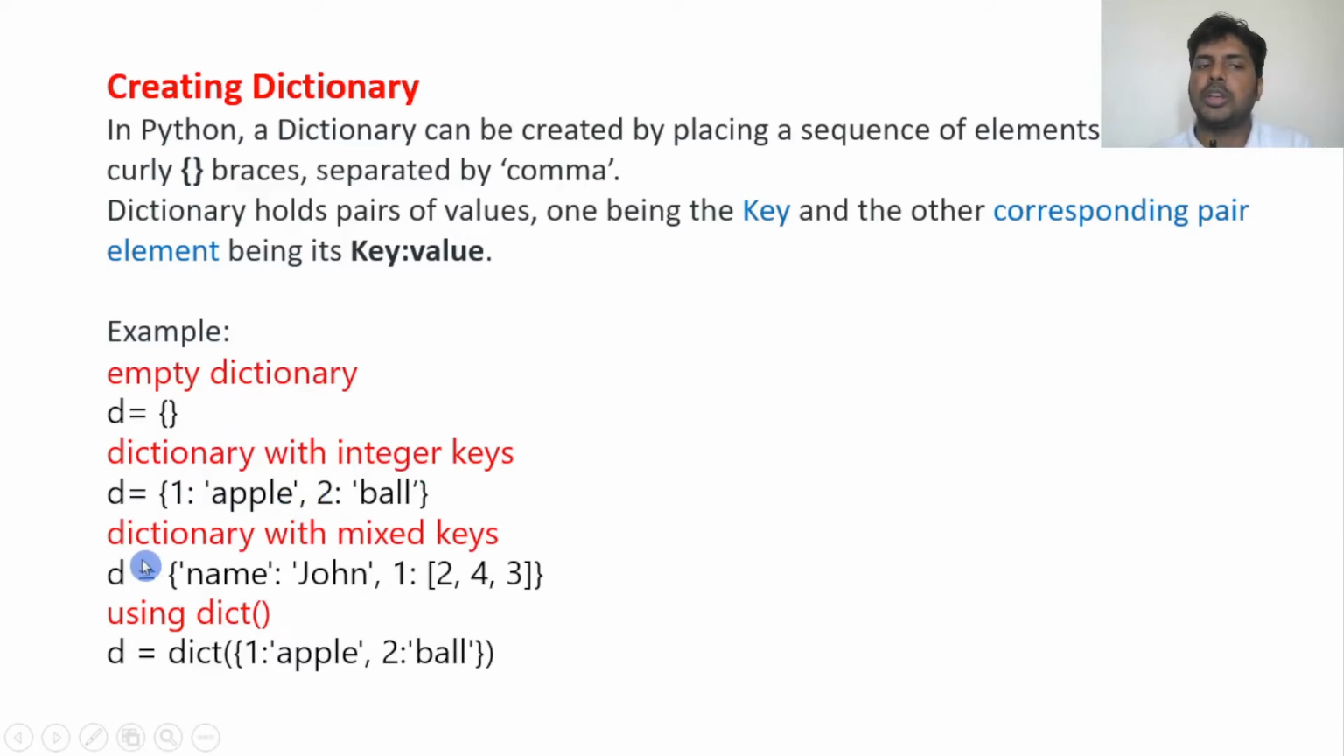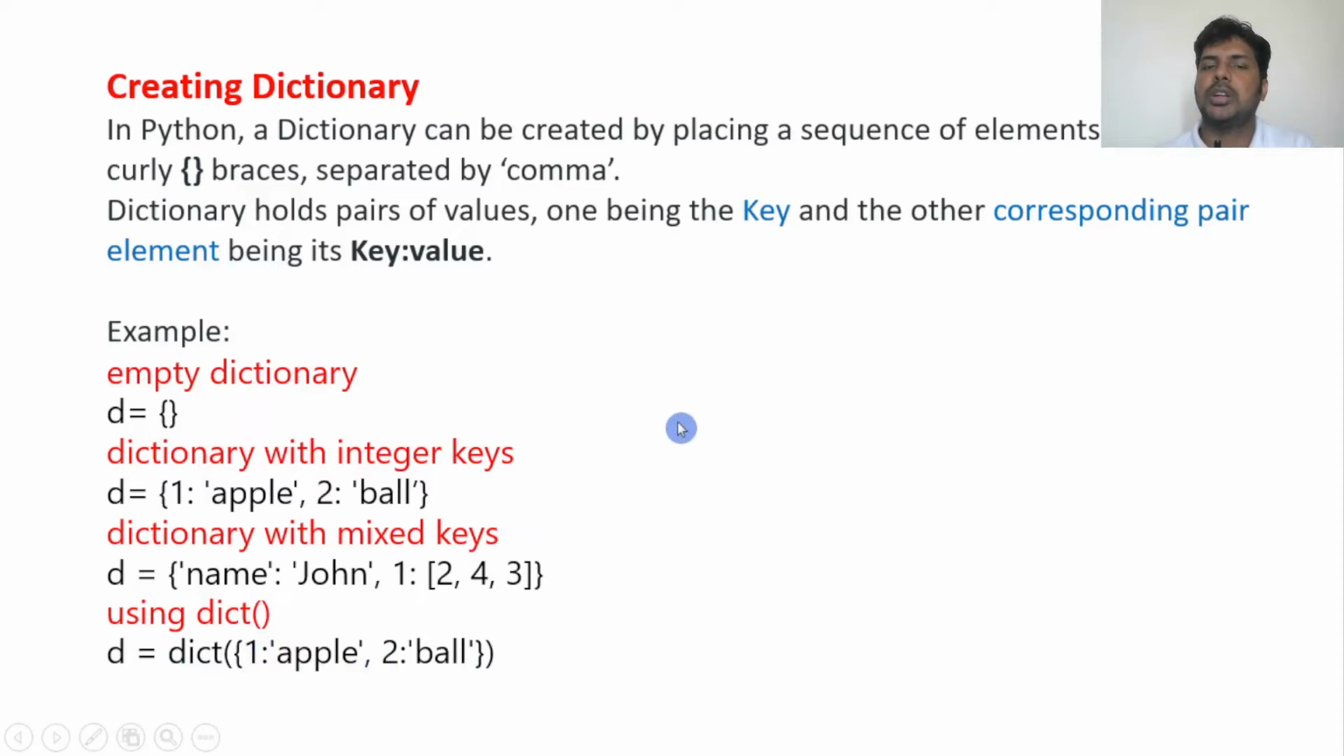Third example, I have taken mixed keys. You can see here, the first one is a name, which is a string, and the second one is an integer, so mixed. In the same way we can also use a built-in function. Remember, there is a built-in function called dict. With the help of dict we can also create a dictionary. For example, d is equal to dict, and in the brackets, again a pair of elements with the colon, separated by the comma. Like this we can create it in different ways.